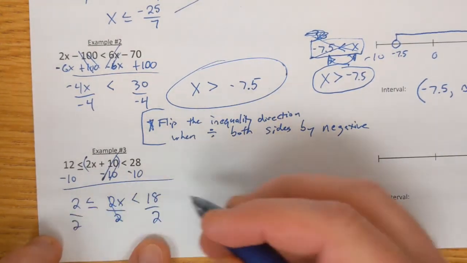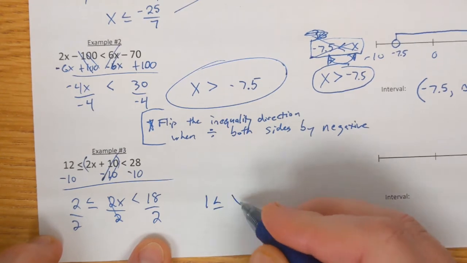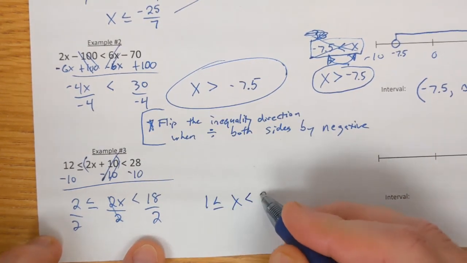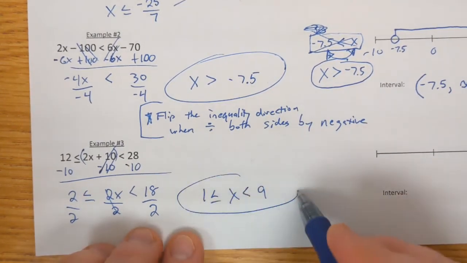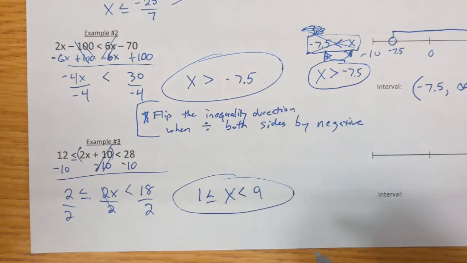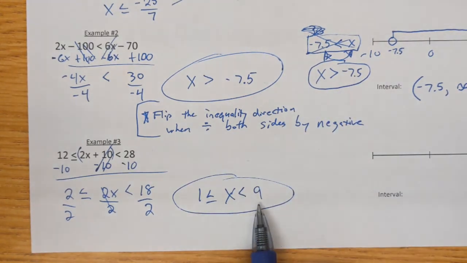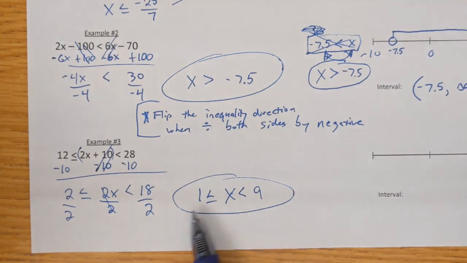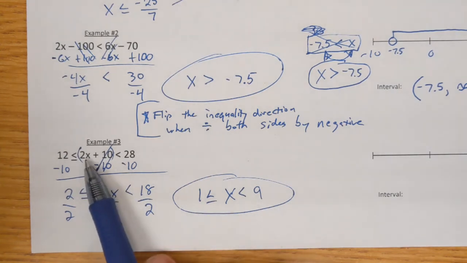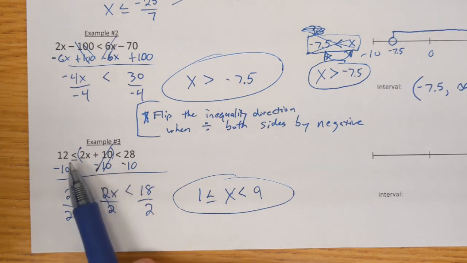Okay? And 2 divided by 2 is 1. 18 divided by 2 is 9. And so my answer is that x can be any value between 1 and 9. The 1 is included, the 9 is not. And I promise you, I could pick any number between 1 and 9, plug it into the inequality, and this 2x plus 10 would come out to equal between 12 and 28.